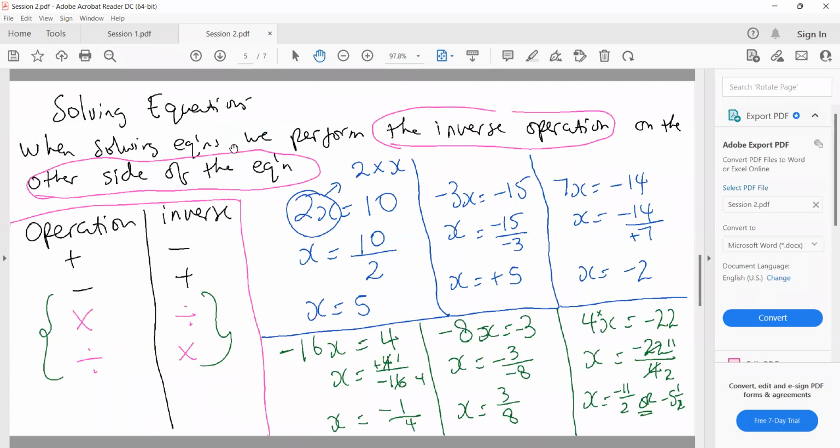Solving equations using these laws now. If something is being multiplied by a number, you divide on the other side. We divide on the other side. Simple. For example, 4x equals negative 22. x is equal to negative 22 divided by 4.